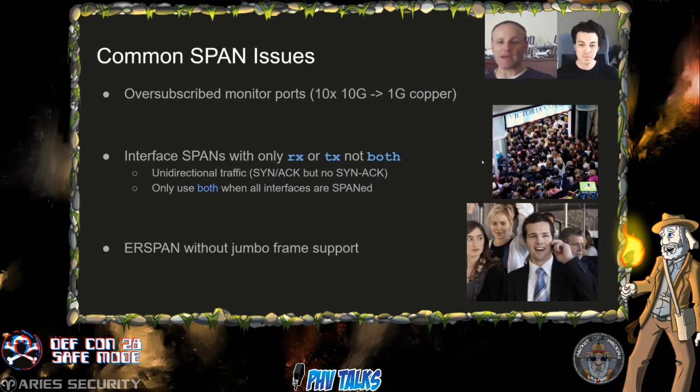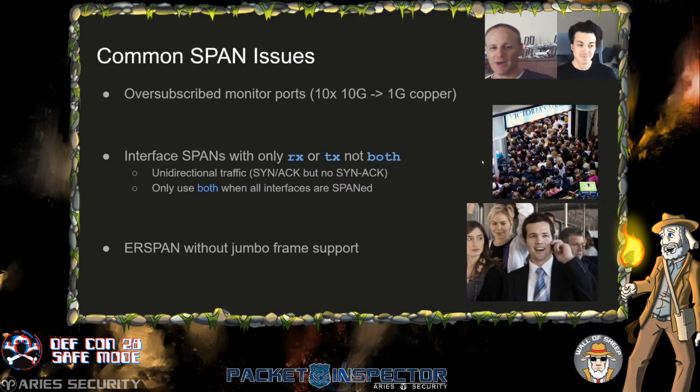So what are some common span issues? Number one is probably oversubscribed monitor reports. I'll give you the simple explanation of this. Believe it or not, if you span a single 1 gig interface in both directions, you can completely overrun a destination 1 gig interface.